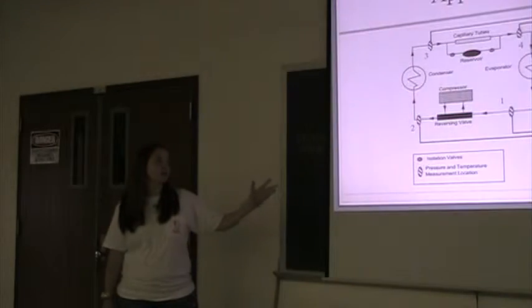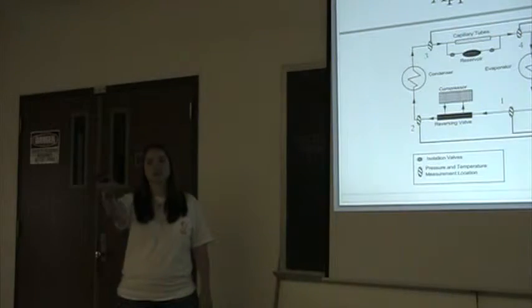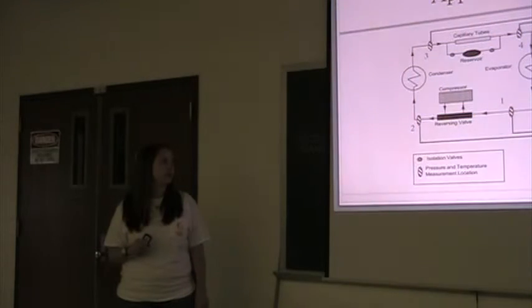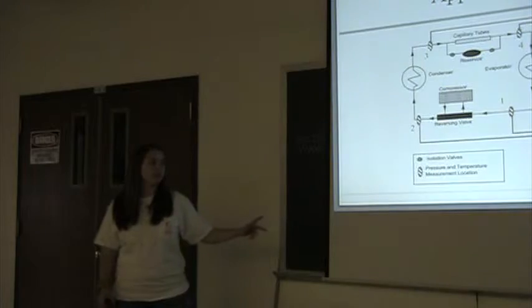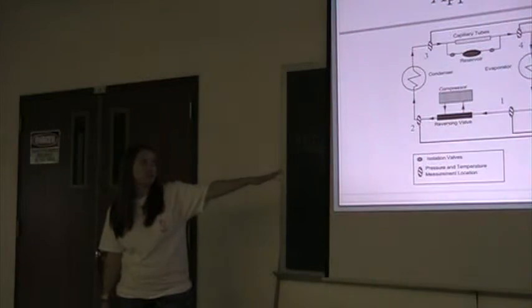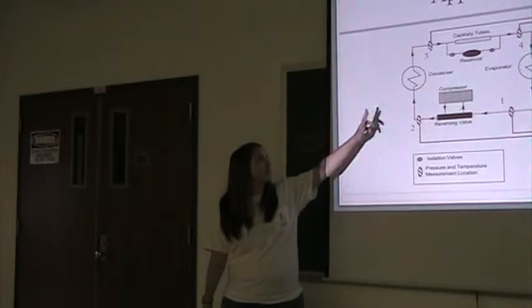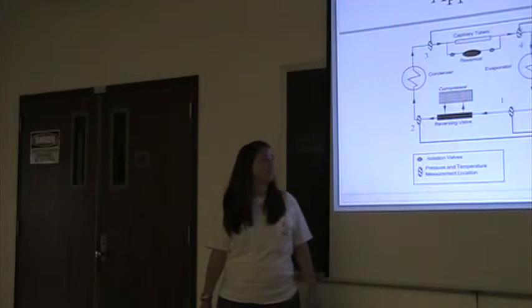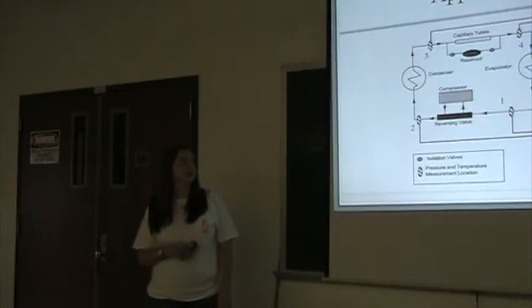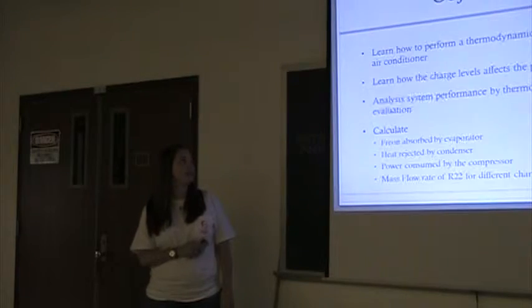This is the apparatus we used. It's right behind us, back there. The fluid we use is Freon 22, and you can see the 4 main subsystems again. Where each number is located, right before each subsystem, is where we took our pressure and temperature measurements.